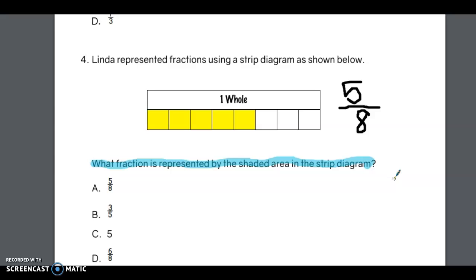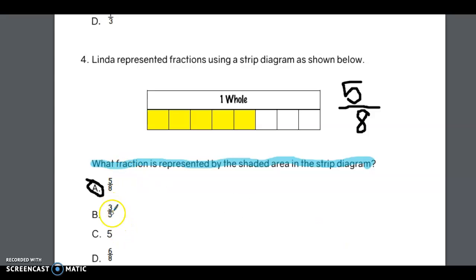If they said for the area that is not shaded, then you would have counted the white squares. But in this case, they said the shaded area, okay? So 5/8, letter A is your answer. Now, some of you might have just chosen 5 because 5 pieces are shaded, or 5 different boxes are shaded. They're colored yellow. But in this case, it's asking us for the fraction, not a whole number.